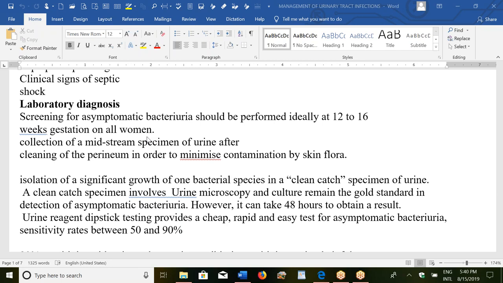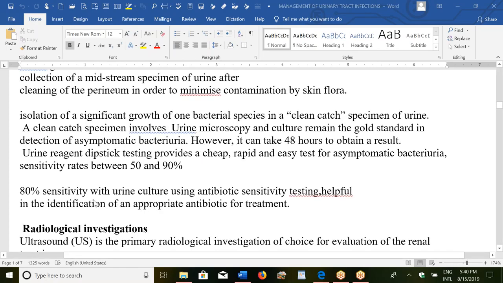However, since the culture can take at least 48 hours to obtain a result, on the basis of suspicion, you can start the treatment. So here also you can take help by doing a urine reagent dipstick. This is a cheap, rapid and easy test for asymptomatic bacteriuria, and the sensitivity, you should remember, ranges between 50 and 90%. So culture is a better result, but since you cannot leave your patient alone even if she has asymptomatic bacteriuria, just do the strip test and then we will see.